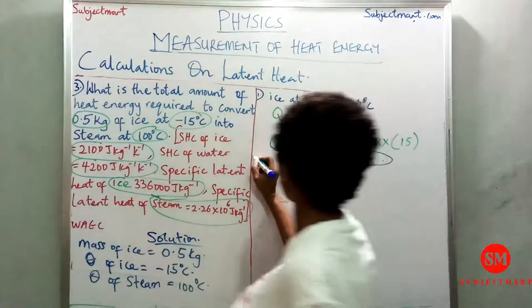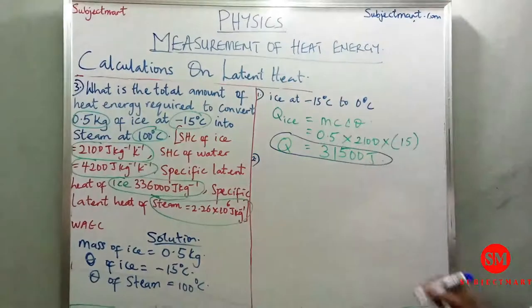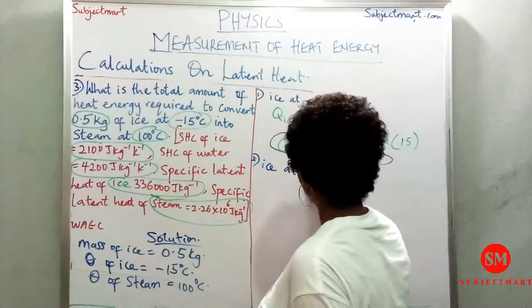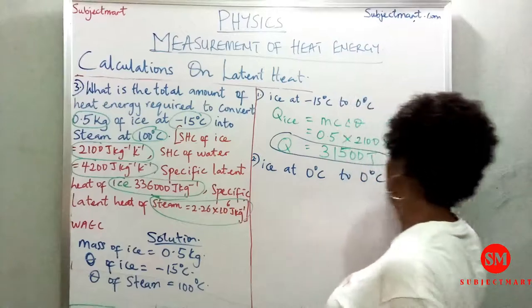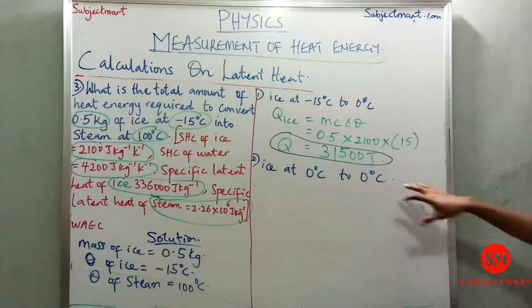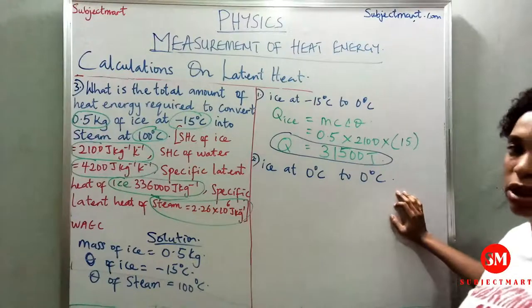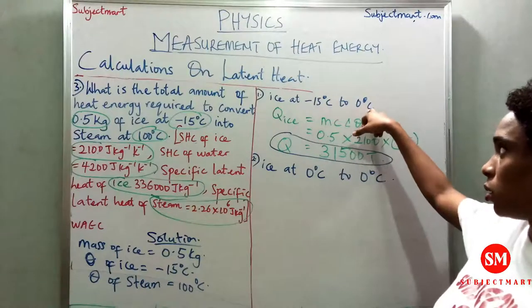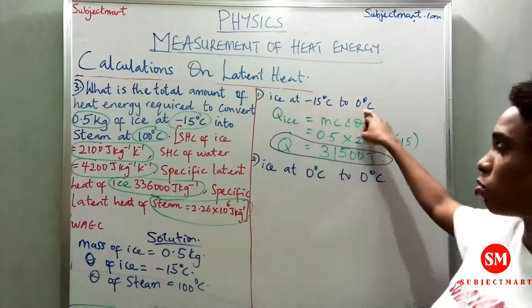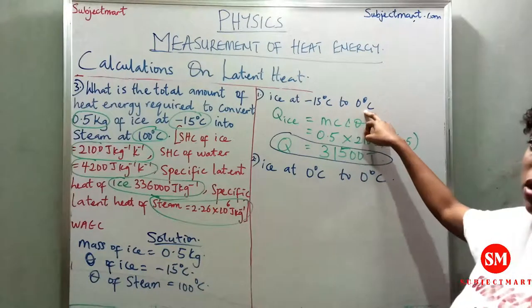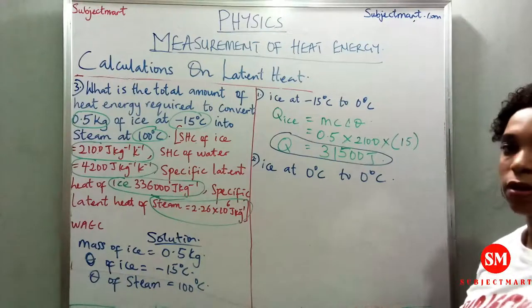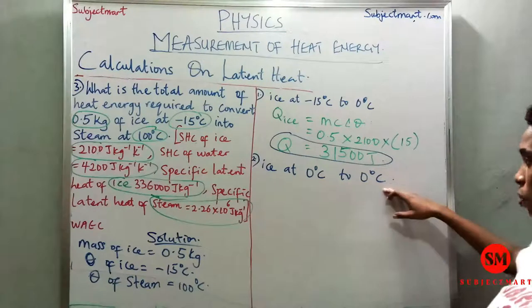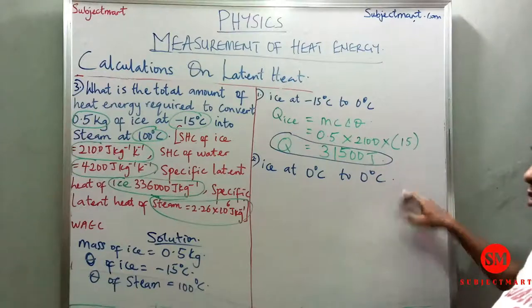So that's the first stage. Now, the next one is ice at 0 degrees C to 0 degrees C. Remember, we said when there is a phase change, the temperature is constant. The ice here has not started melting; the temperature only reduced from minus 15 to 0. But melting takes place from 0 degrees C to 0 degrees C. So ice at 0 degrees C melts to liquid at 0 degrees C.